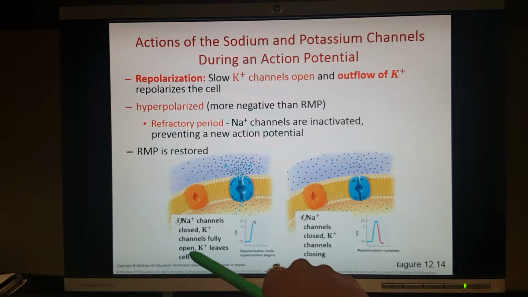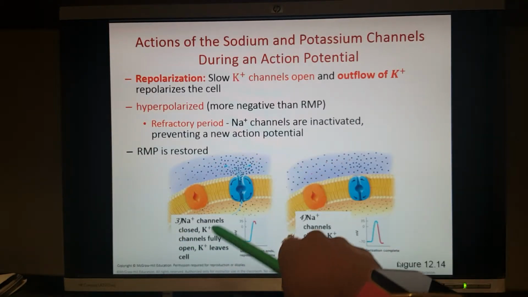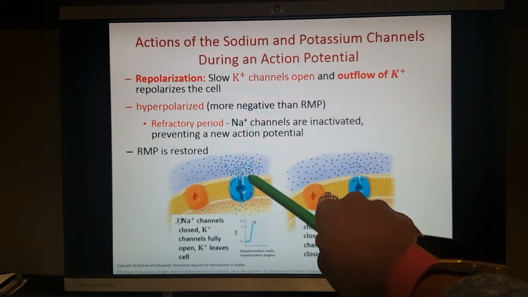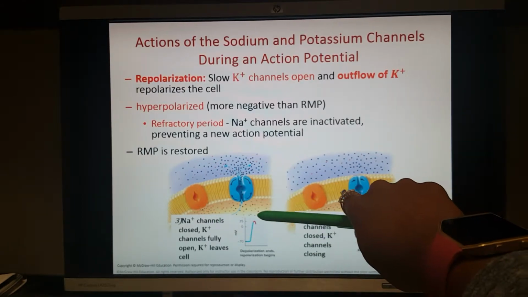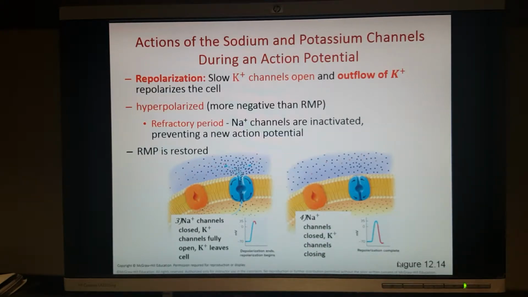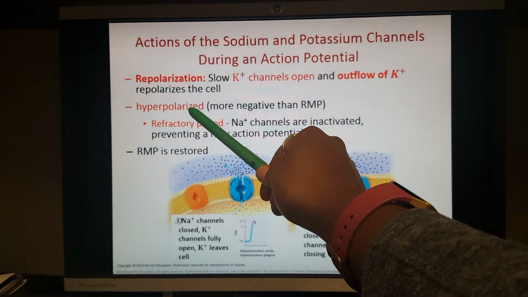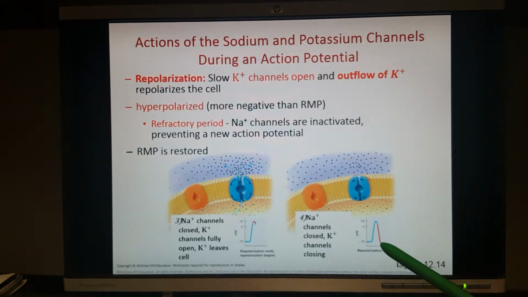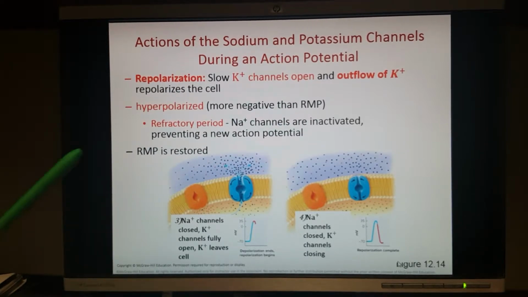When they do that, potassium rushes out of the cell, going down its concentration gradient, as well as being repelled by all this positive charge inside the cell, therefore causing the inside of the cell to become more negative. Eventually it gets to the point where your cell becomes hyperpolarized, more negative than our resting membrane potential, shown here on this end. That causes the refractory period, which prevents your sodium channels from opening up again, so preventing this whole action potential process. And then eventually your resting membrane potential is restored.